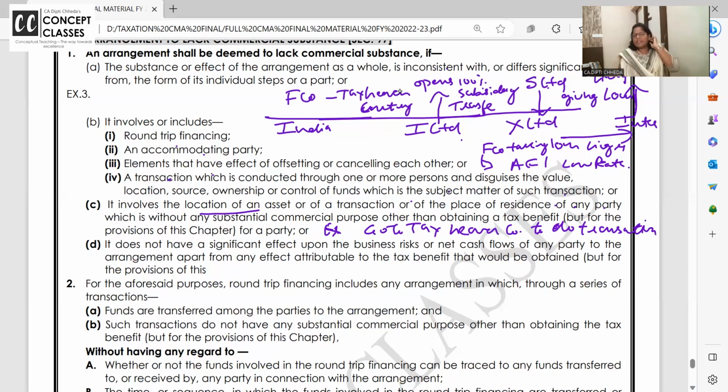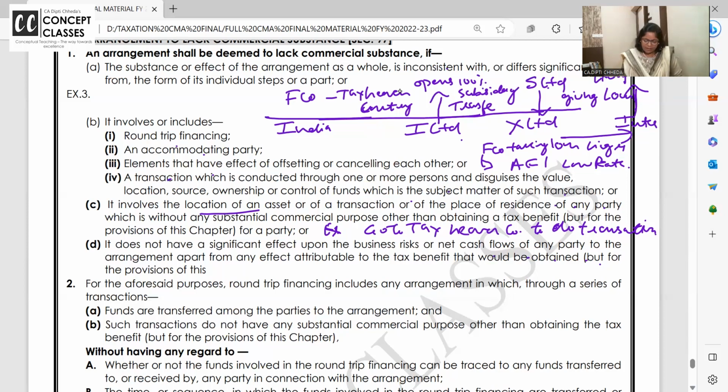So nothing to do with the other country. But we are routing, there was a very famous case also for this, the Vodafone company and all. Straight, they were doing transactions with the Indian company, but they did it in a third country where the taxes were zero. And it does not have significant effect upon the business risk, or net cash flow of any party or arrangement, apart from the effect attributable to tax benefit that would be obtained but for the provisions of this section.